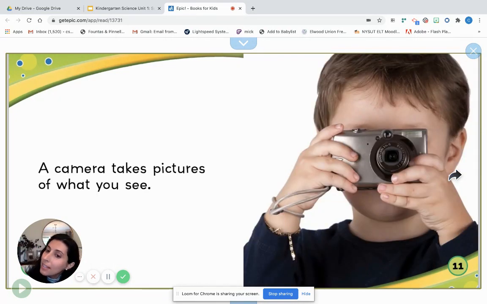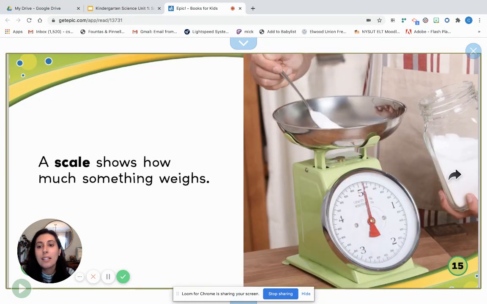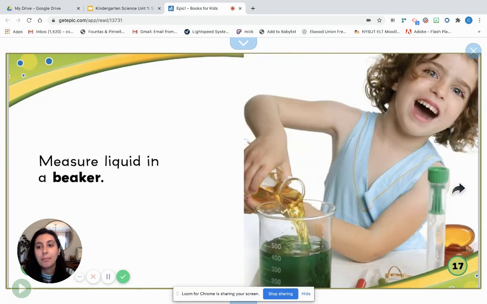A camera takes pictures of what you see. Use a ruler to measure how long something is. I remember Annie and Moby talking about that too. A scale shows how much something weighs. Now, this is a different type of scale, right? We saw a few other scales in our Brainpop Jr video.